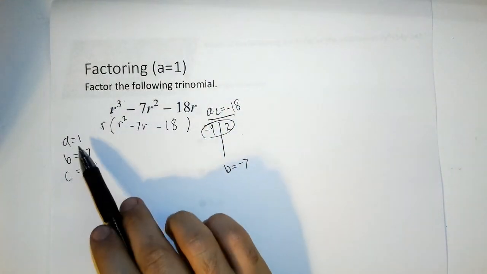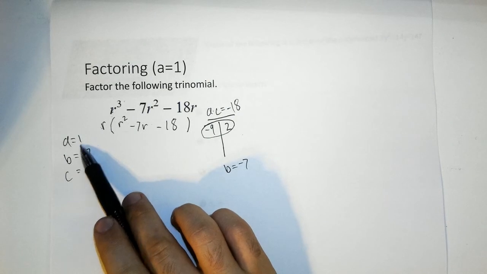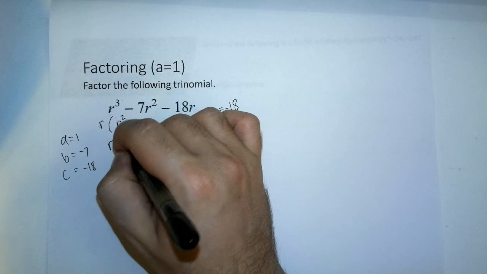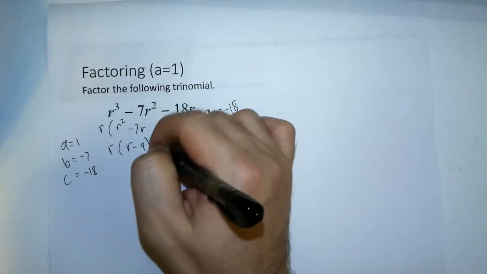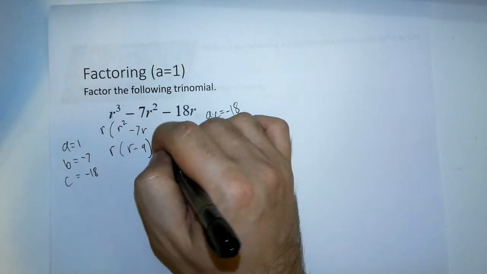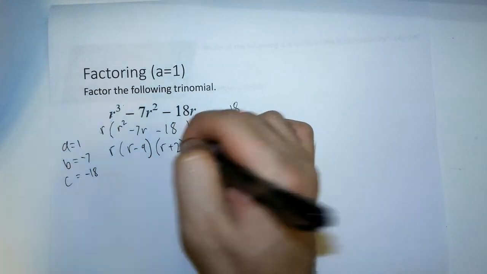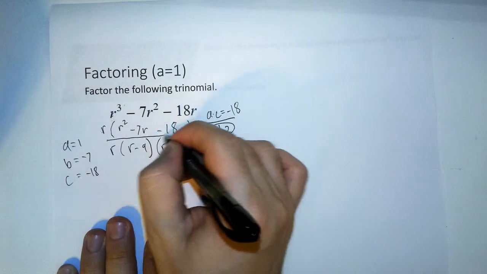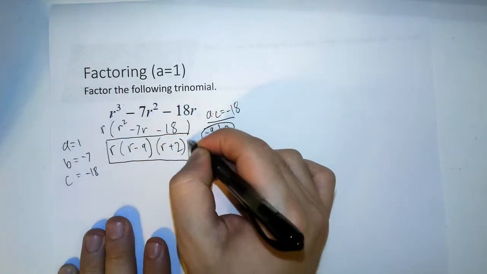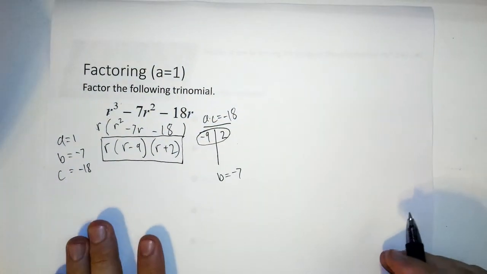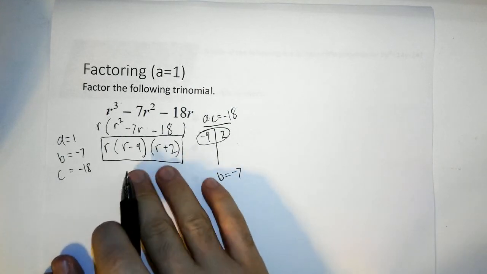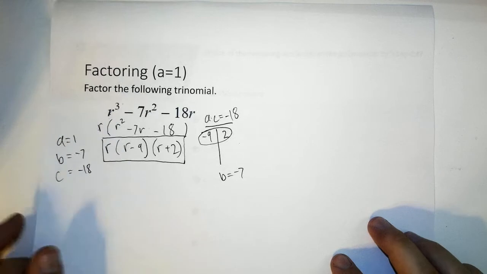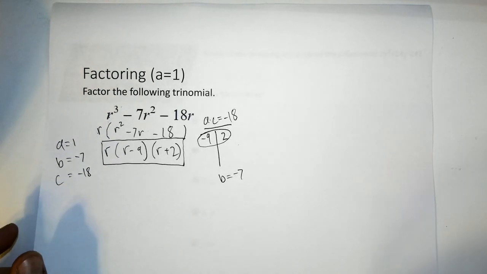And now we're going to take our shortcut, because a is equal to 1, and we're going to write r times r minus 9 multiplied by r plus 2. And just like that, we factored our problem. Look how neat this looks. When you really streamline this process and you really master it, your problems are going to start looking like this. Okay, so just like that, we have got our factoring down.